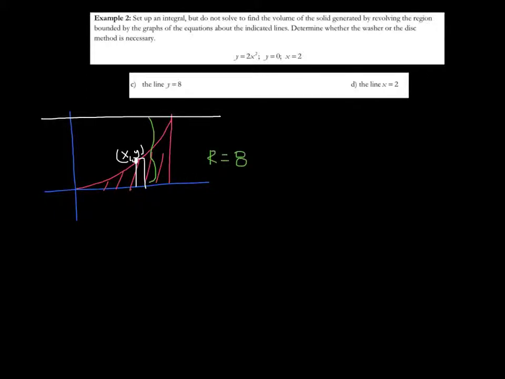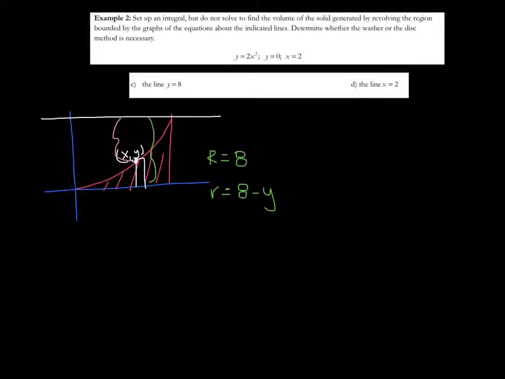Alright, now little r is the distance from the axis that we are rotating. So maybe we will put that in pink. Axis that we're rotating to the closest part of the rectangle. Well, that is simply going to be 8 minus y. So 8 minus y. All right.